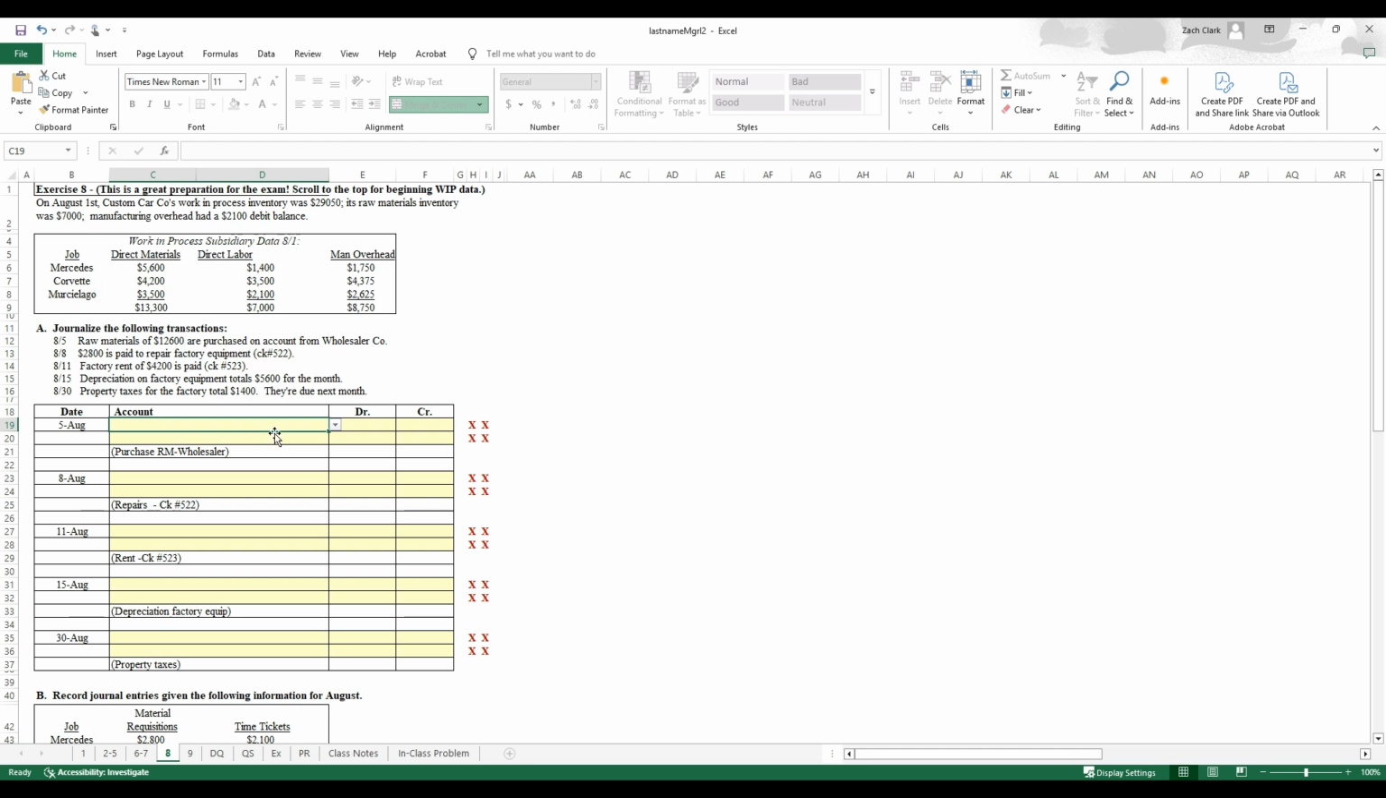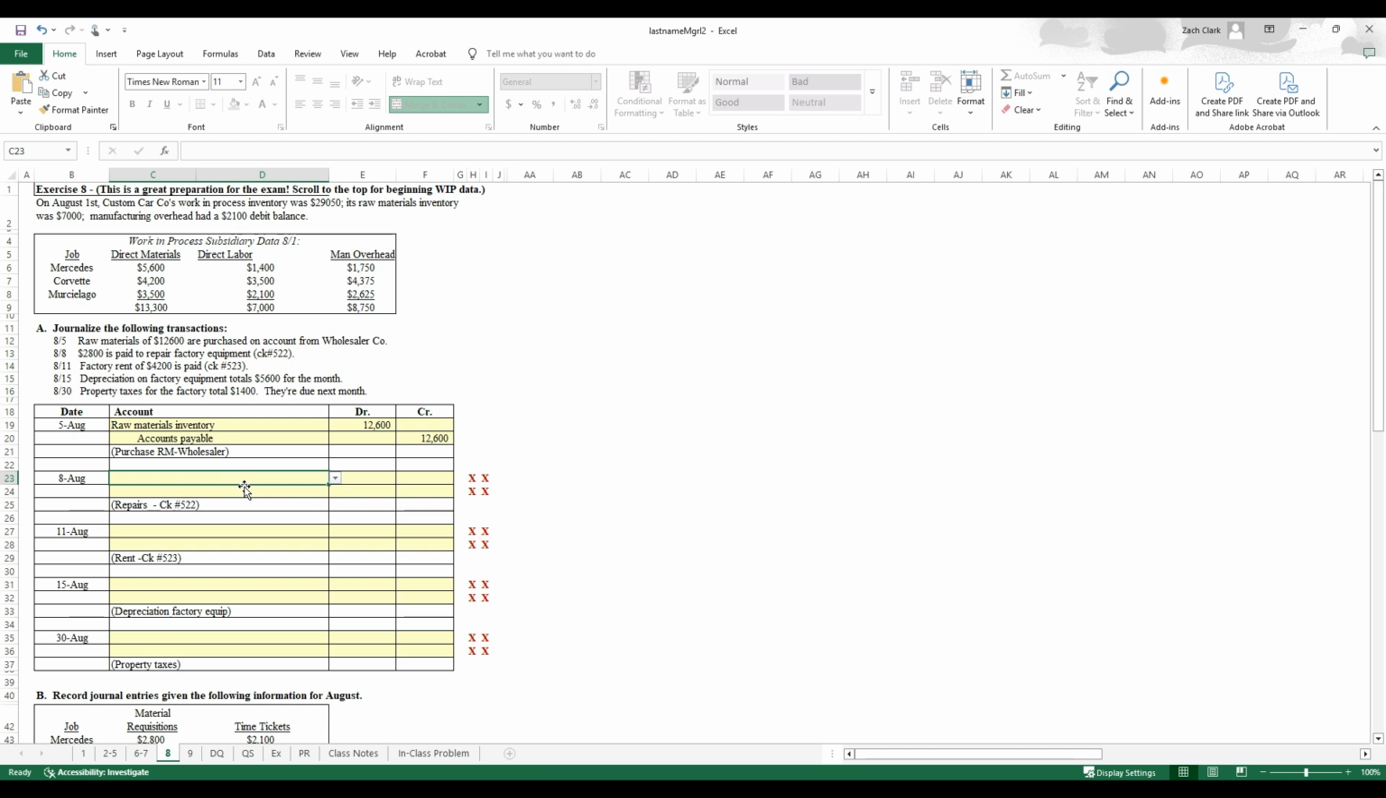The first thing that we have is a purchase of raw materials. So let's increase our asset there, raw materials inventory. And again, on account is kind of the key word there. So we've got accounts payable, and it was 12,600. Explanations are already put in, so that's nice.